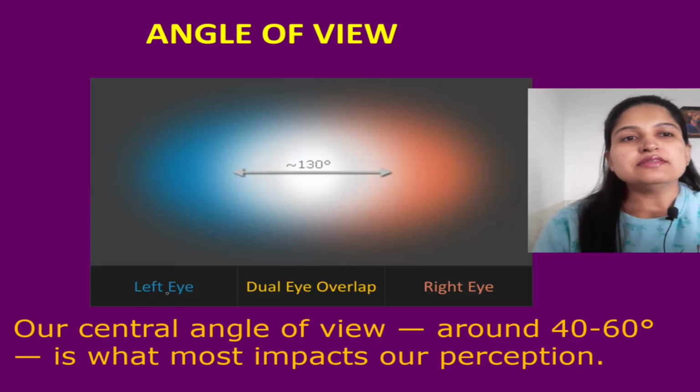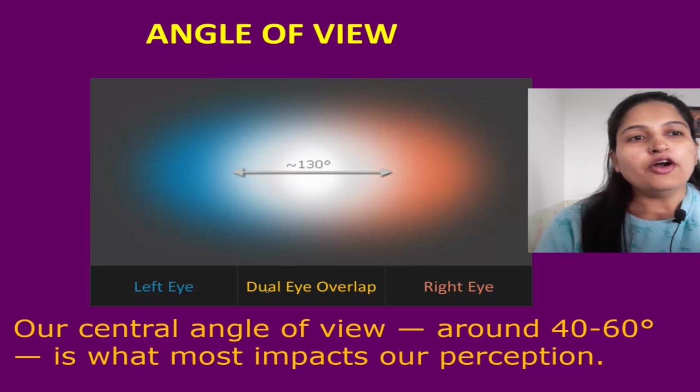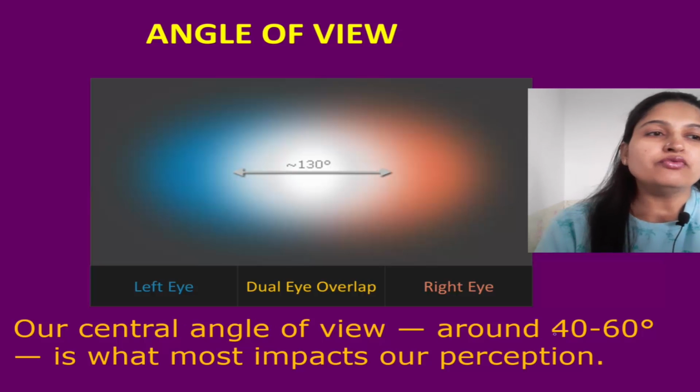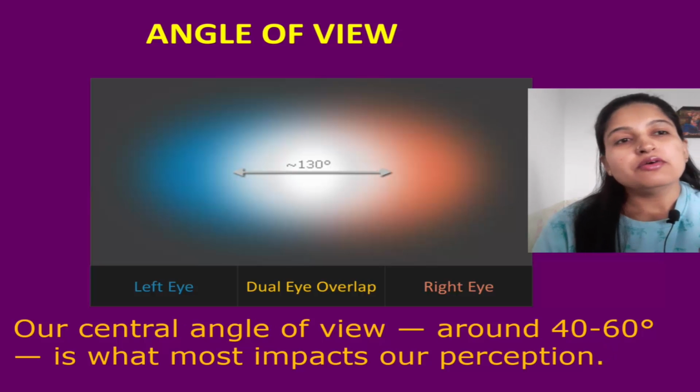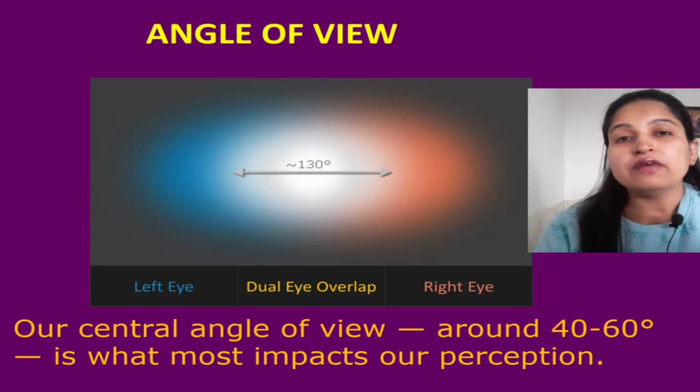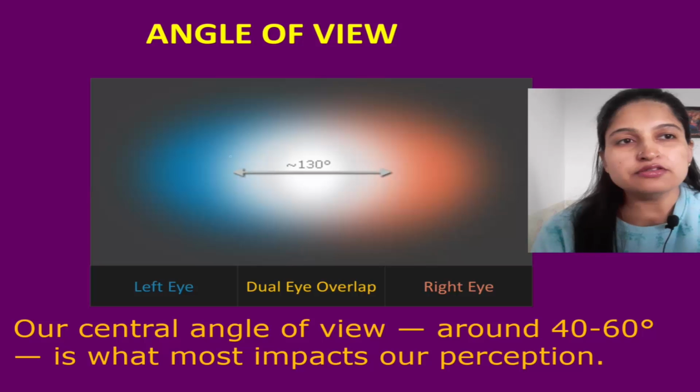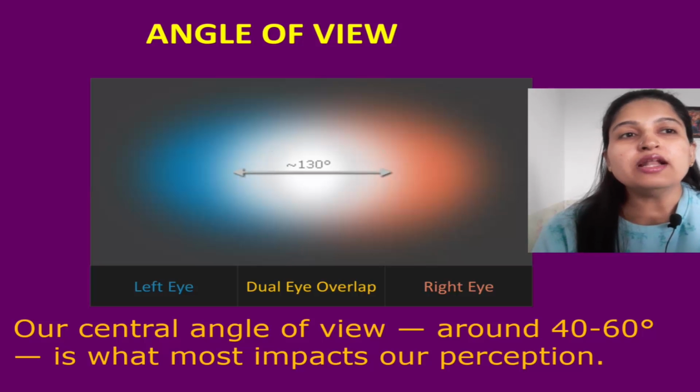Okay, so this is our left eye, this is our right eye, and here is our dual eye overlap. Our central angle of view is around 40 to 60 degrees. So we see things at a 130 degree angle because of the combined effect of both eyes, the left eye and the right eye. So this is the dual eye overlap. But our total vision also contains the peripheral vision, which is not so much focused.